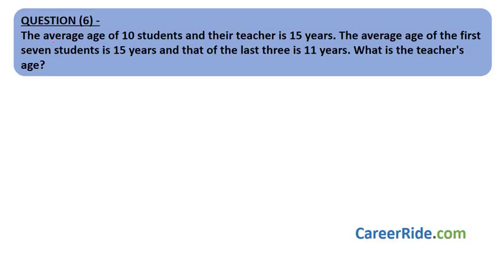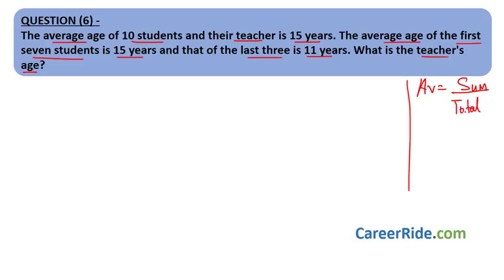Question number 6. The average age of 10 students and the teacher is 15 years. The average age of first 7 students is 15 years and that of the last 3 is 11 years. What is the teacher's age? Again, here we have the average age problem. So what is the formula for average? We know sum of all observations divided by total number of observations. So in this case, average is equal to sum of the ages of all students or all people, so students plus teacher, divided by total number of people, that is the students plus teacher.